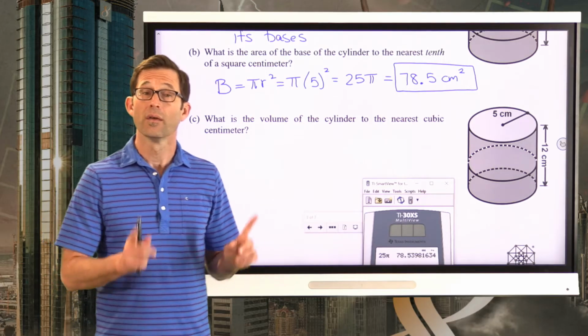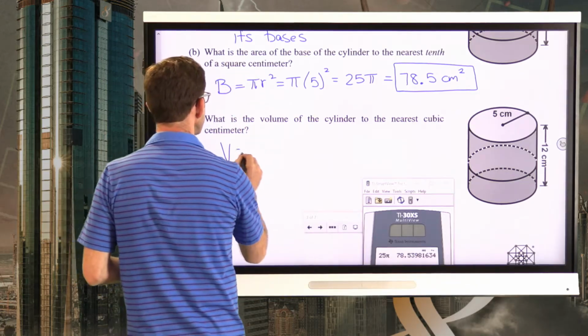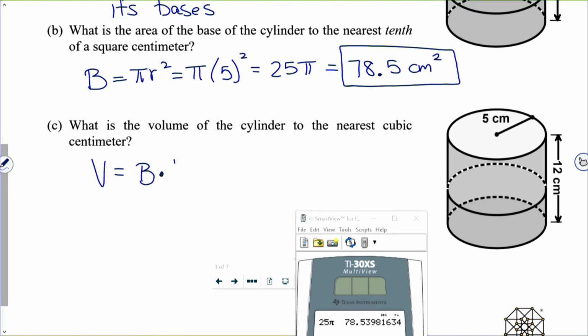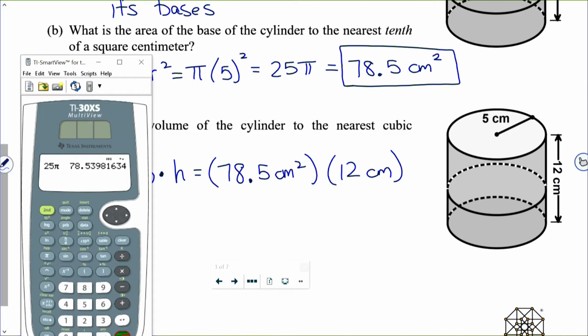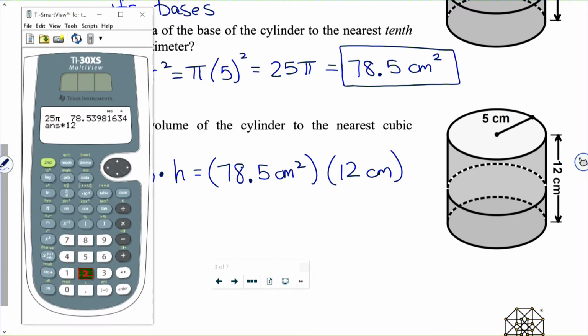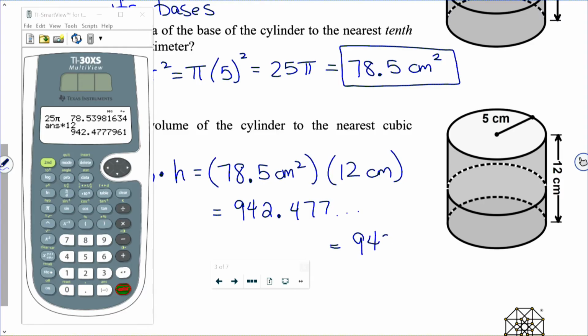Well, the volume is still going to be the area of the base times the height. It's going to be 78.5 square centimeters times 12 centimeters. Actually, I'm just going to take this last answer and do times 12, and I'm going to get 942.477, etc., which is 942 cubic centimeters.